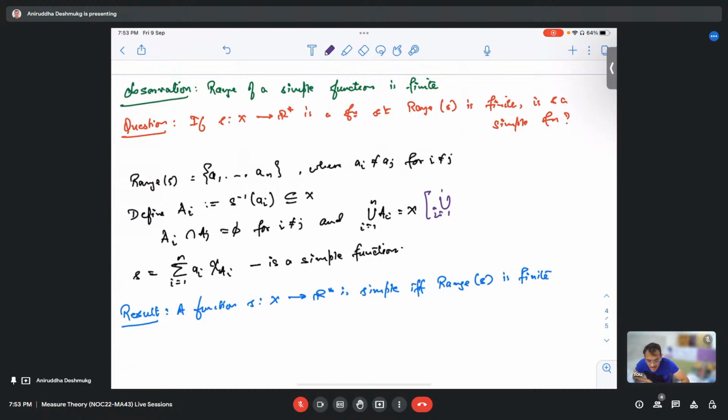Let us write it. The union of Ai from 1 to n is the union from i equals 1 to n of S inverse of small ai, right? It is basically S inverse of the range, a1 to an. But S inverse of the range must be all of X. Yes, sir.